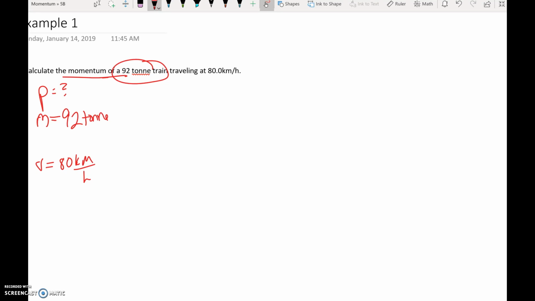All right, we can go ahead and kind of plug and play. The issue, though, if you remember, is that the units for momentum are kilogram meters per second.